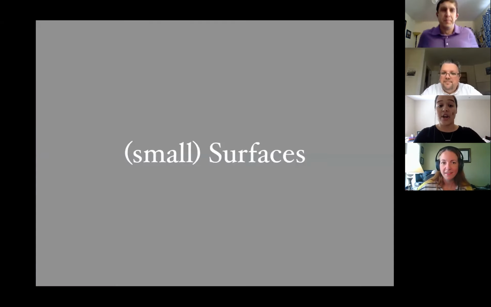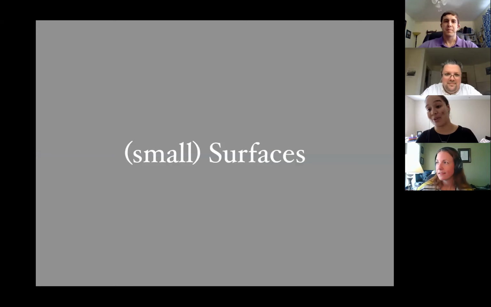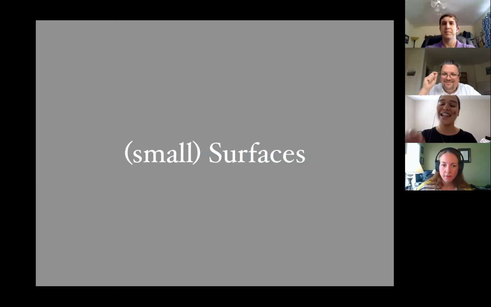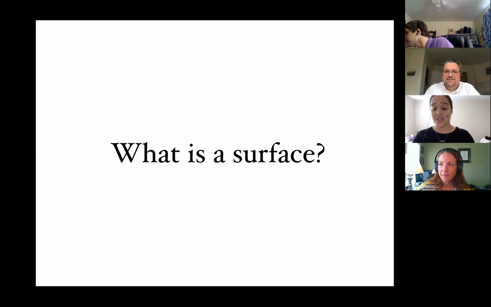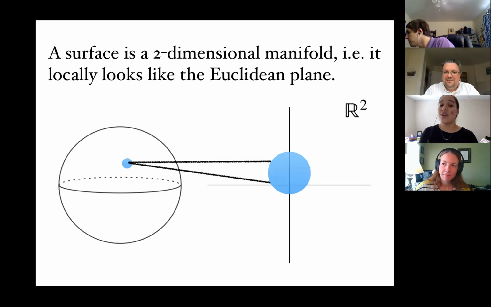So to get started, I'm going to start with small surfaces. Some of my colleagues have been slightly peeved by my choice of calling things big and small, because it makes it seem like these surfaces I'm going to introduce now are maybe not as important as they really are. But as you'll see, there's many reasons to enjoy studying both small surfaces and big surfaces. So what is a surface? When I talk about a surface, I'm talking about a two-dimensional manifold. So this is just something that locally looks like the Euclidean plane.